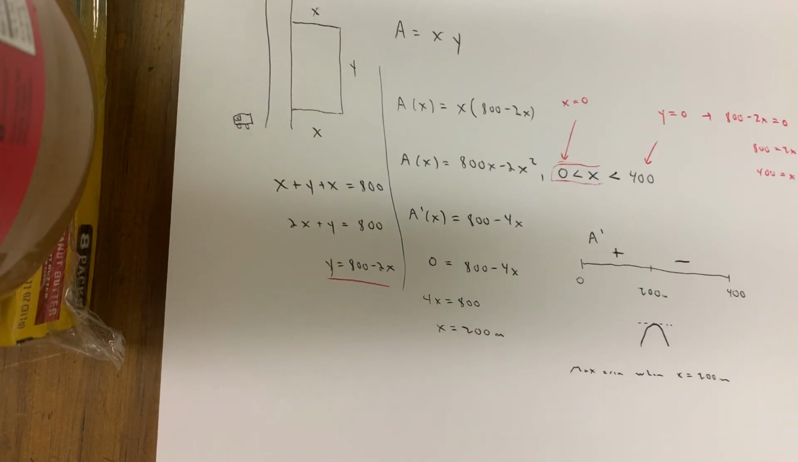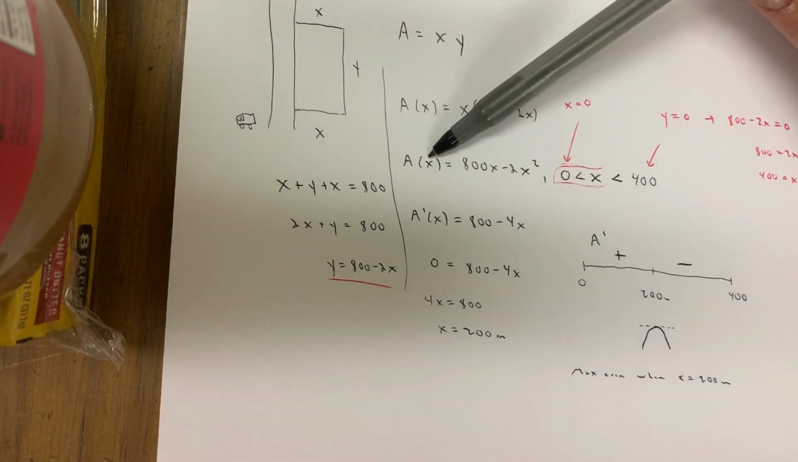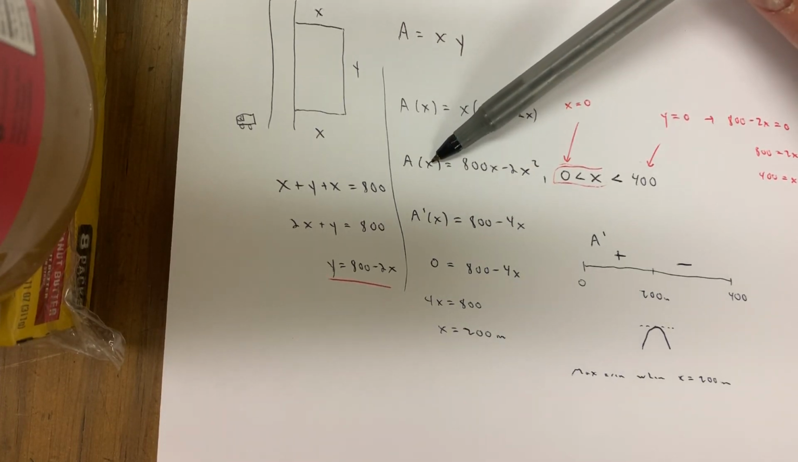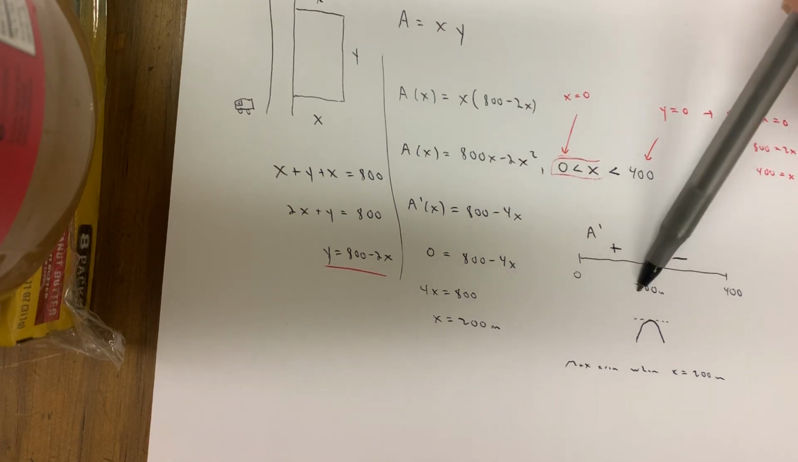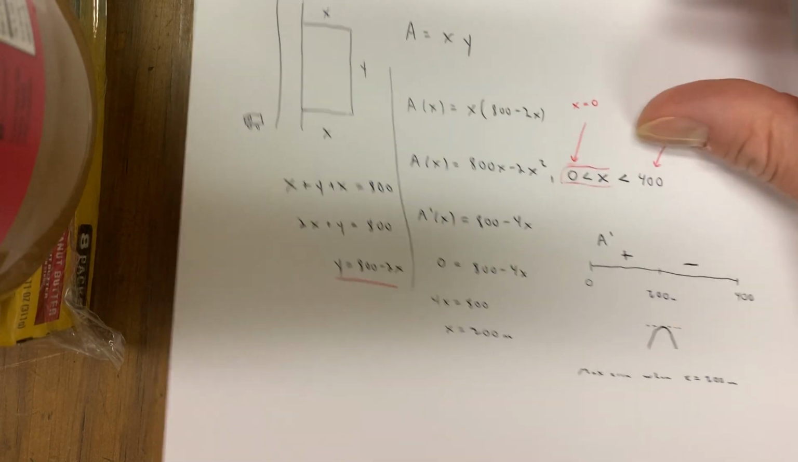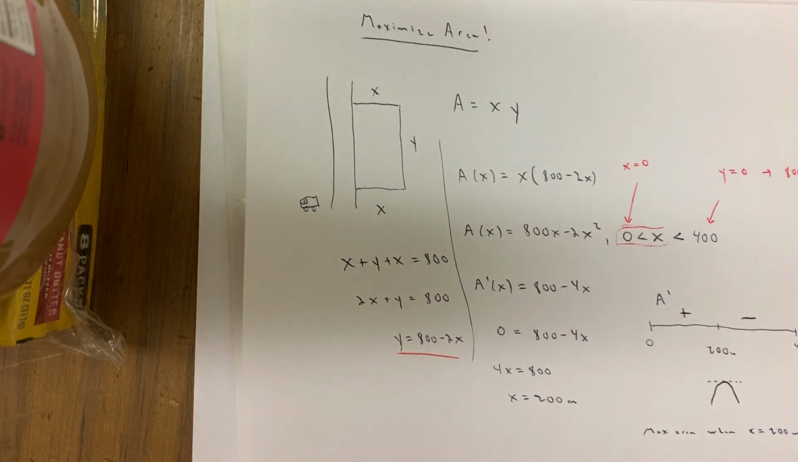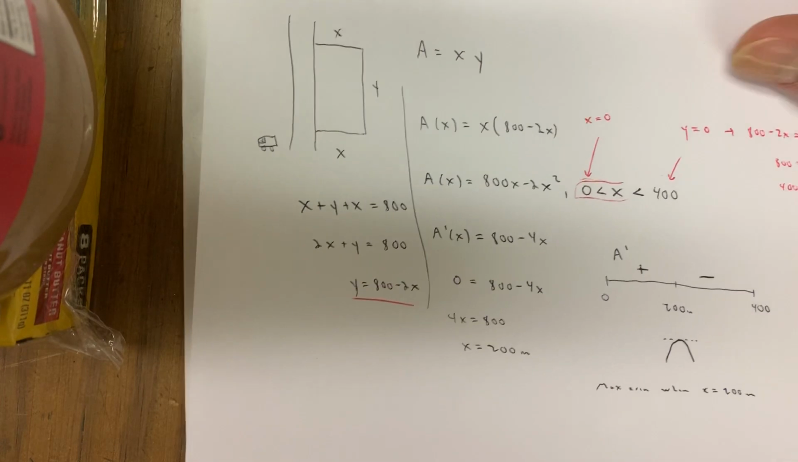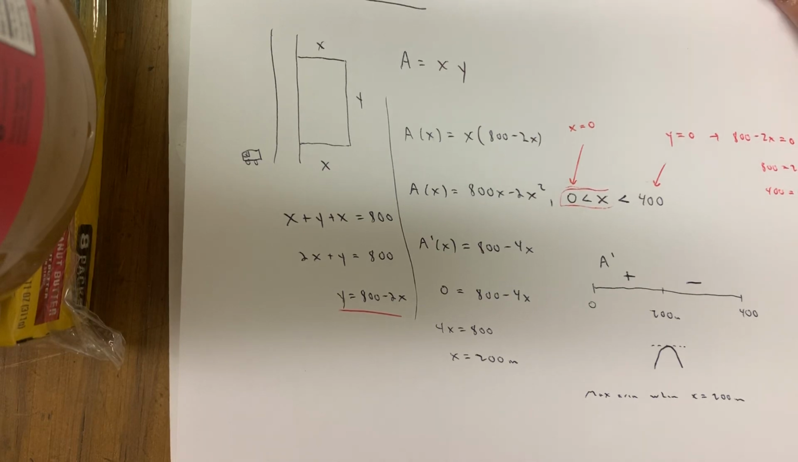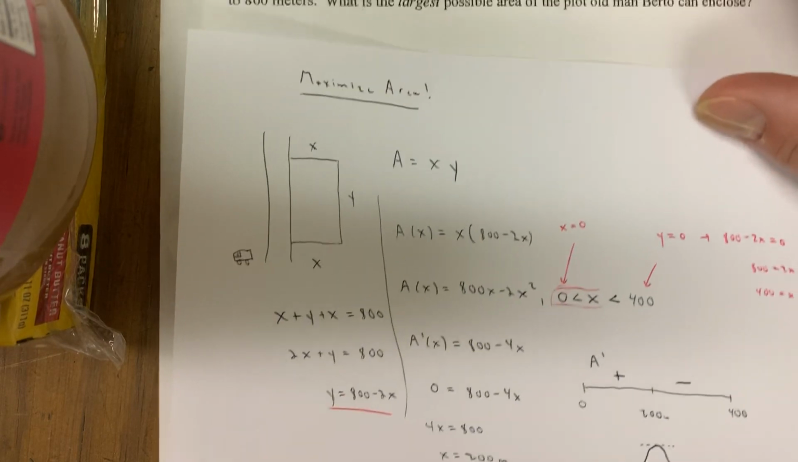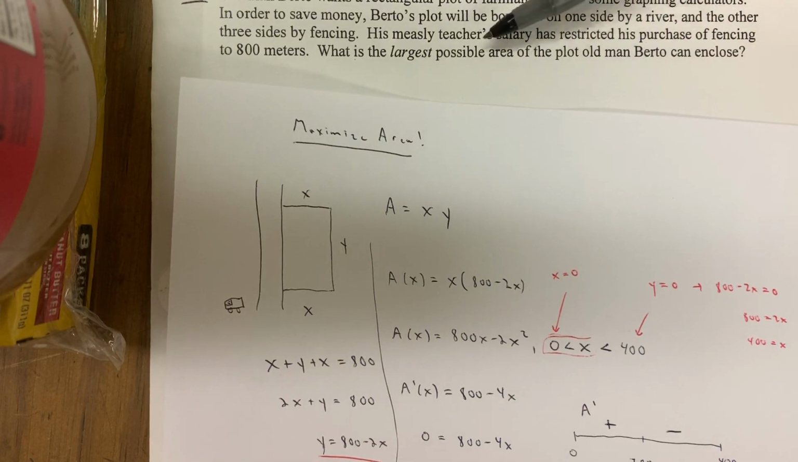You know, we did all this work. Think about it. This was just some fictional function f of x. We would have figured out that it had a relative maximum at x equals 200. But that 200 really represents the amount of meters right here and here to give this thing the maximum area. And these problems are complicated. You know, eventually you do all this work and you're like, wait, what the heck did I want? Oh yeah, what's the largest possible area of the plot that old man Berto can enclose?